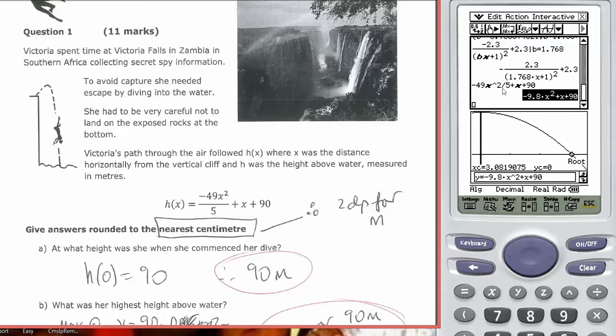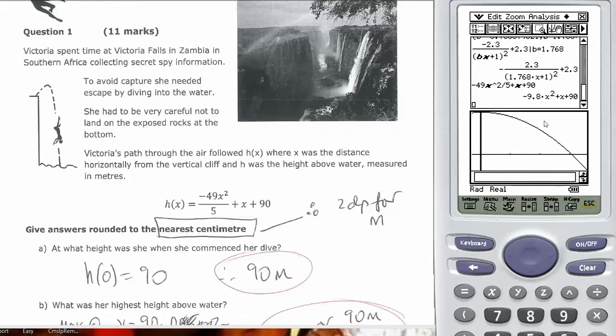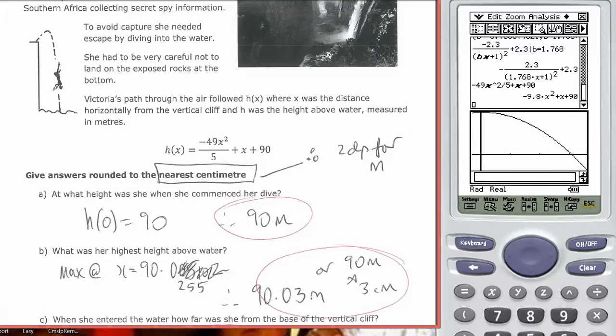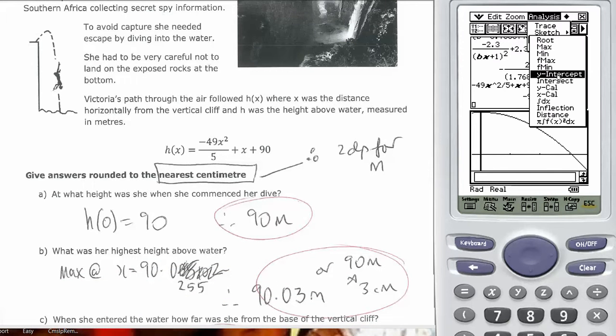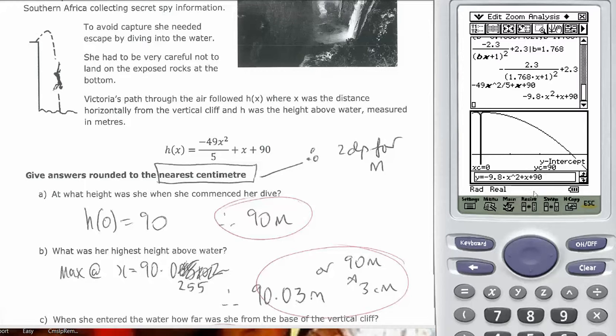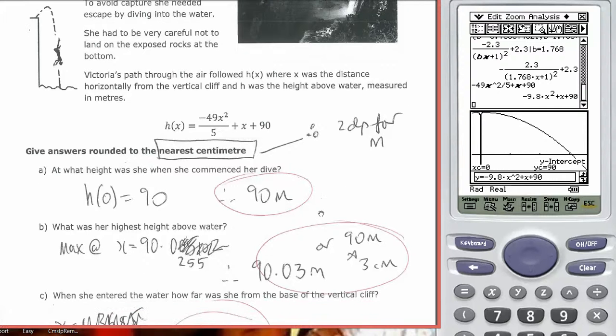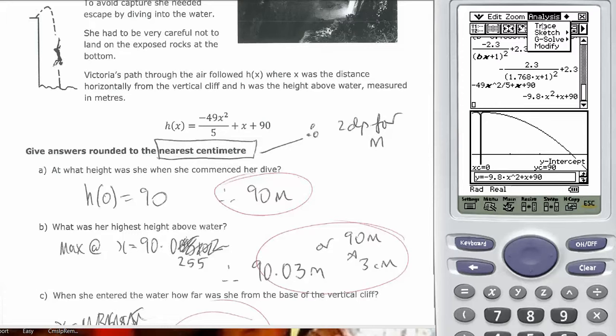This is the rule of her height above the water measured in meters. I've entered this over here and I've dragged and dropped it into my screen. To find when she commenced her dive, I'm looking for the y-intercept, and that will tell me that the y-intercept is 90. What was her highest height above the water? Analysis, G-Solve, maximum, and that will tell me that the maximum is, after 0.05 meters, 90.02551, which gives you 90.03 meters, or if I was rounding it in meters and centimeters, 90 meters and 3 centimeters.